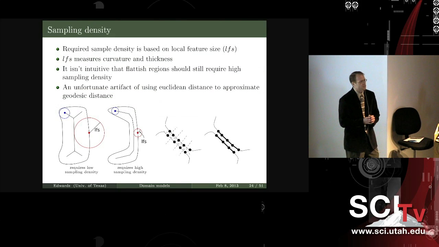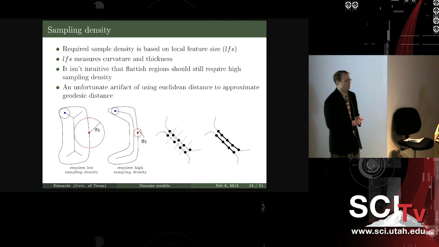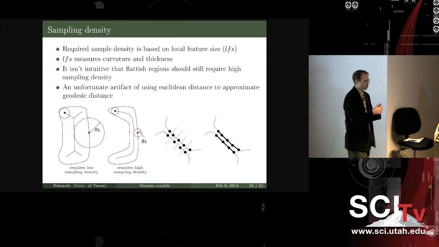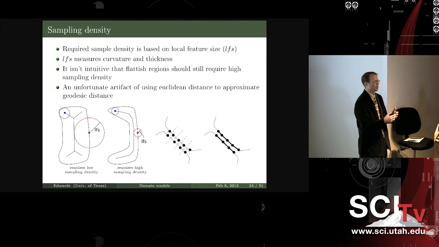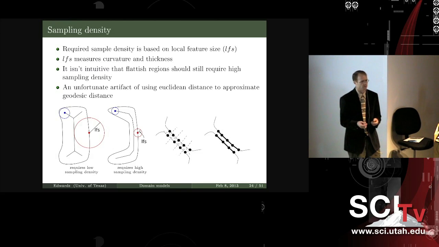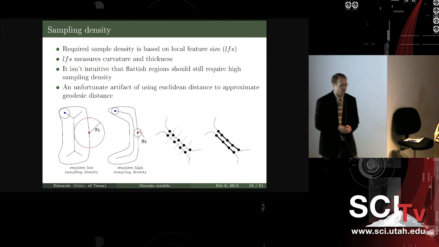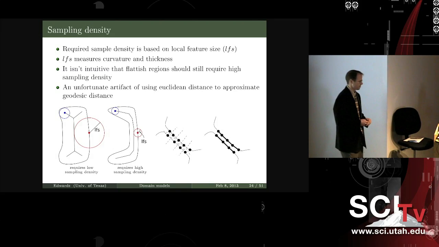The problem is that the sampling density is determined by the local feature size. The local feature size is a measure of both curvature and how close I am to another part of the surface. So more precisely, it's the distance from a point on the surface to the medial axis, where the medial axis is a set of all points with at least two closest points on the surface.